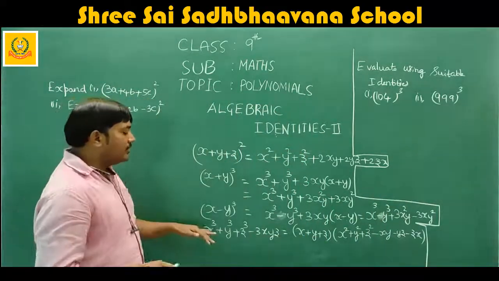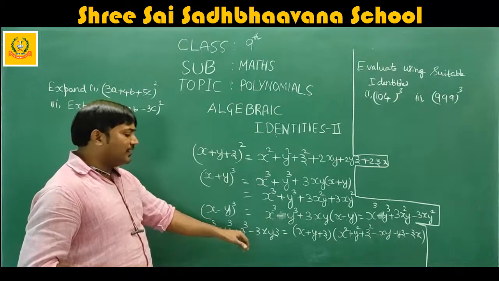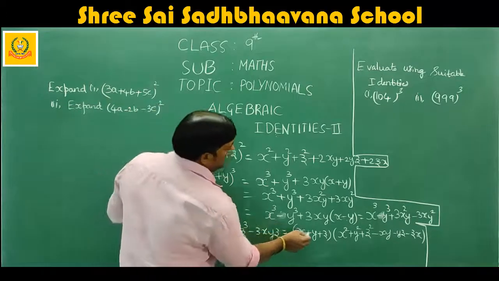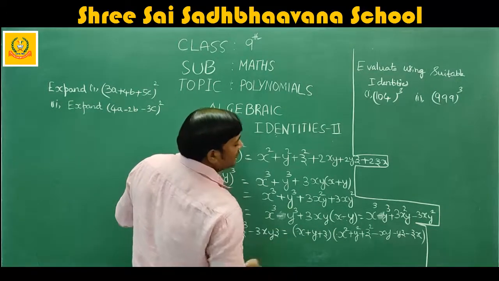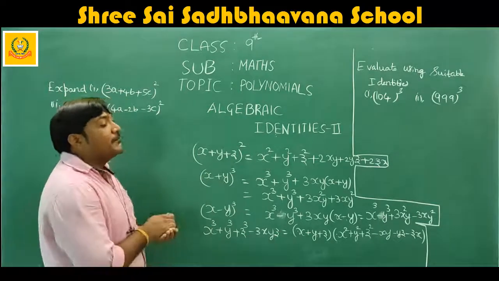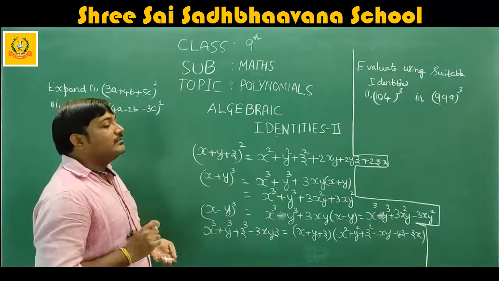The last identity is x cube plus y cube plus z cube minus 3xyz. We can write it as (x plus y plus z) into (x square plus y square plus z square minus xy minus yz minus zx).